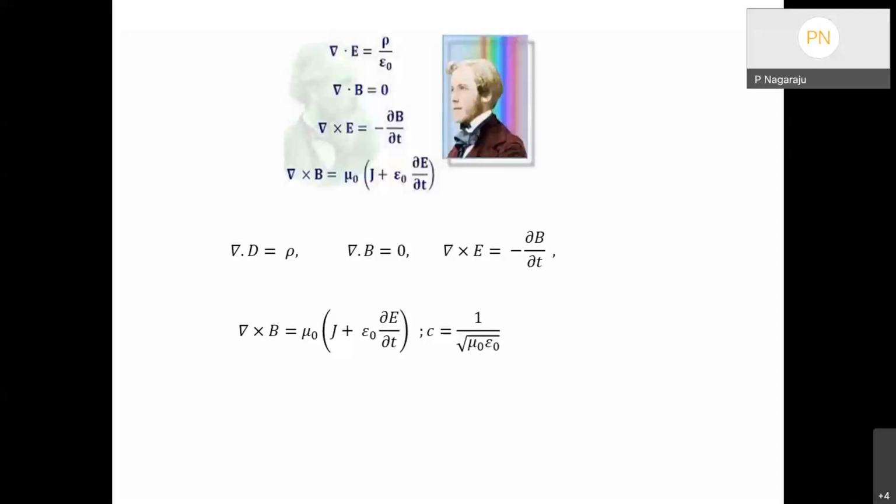That is D is equal to epsilon naught into E. And of course, he established, based on these four equations, the velocity of an electromagnetic wave: c is equal to 1 over square root of mu naught epsilon naught, where mu naught is the permeability of free space and epsilon naught is the permittivity of free space. Mu naught is 4 pi into 10 raised to minus 7 Henry per meter, whereas epsilon naught is 8.854 into 10 raised to minus 12.